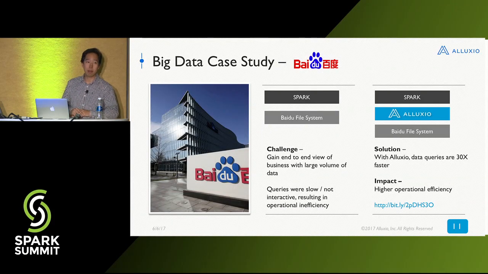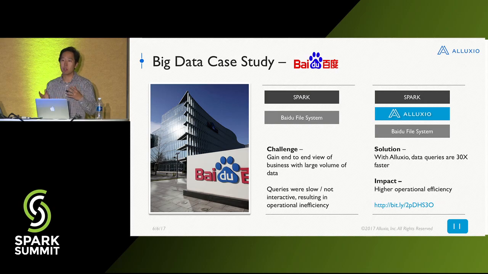The next example I have is from Baidu, which is one of the largest search engine companies out there. In their existing system, they had Spark SQL, and they had their Baidu file system, which is similar to HDFS. In their situation, their file system was remote from the computation cluster, so all the data access would have to go over the wide area network. In order to improve that, they put Alluxio in that system.